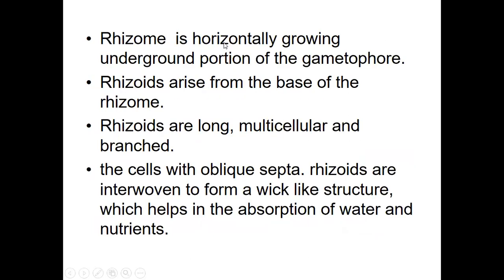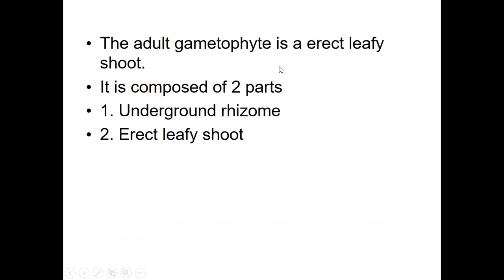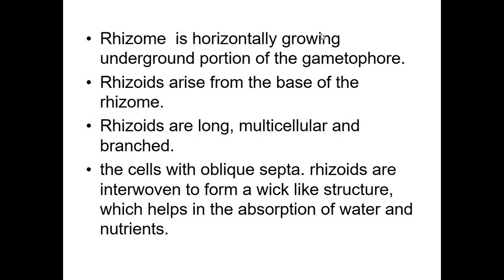Now when we talk about the underground rhizome, it is a horizontally growing portion. Horizontally growing, that means it is deeply seated. It will be inside the substratum, just like the root system of the plant. The root system is underground, it won't come out. It will be growing internally into the earth crust. Even here, the rhizome is a horizontally growing underground portion of the gametophyte.